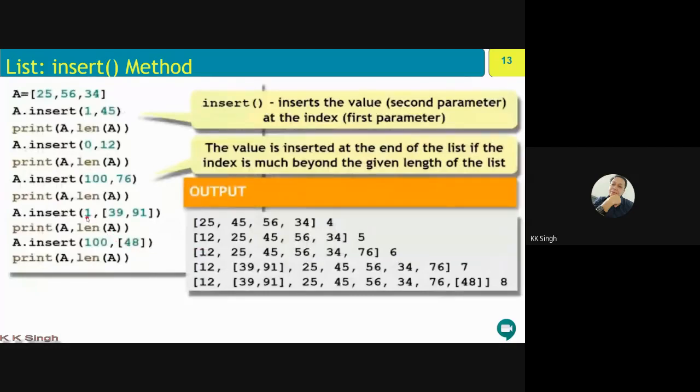On index 1, we are going to insert a list 39 and 91. So see here, the list 39 and 91 is inserted at position or index 1. Okay, so if you print the length of this, it will print 7. 1, 2, 3, 4, 5, 6, and 7. So this is the output.